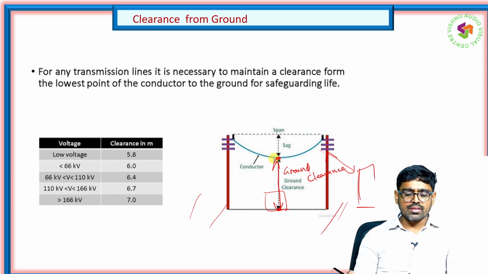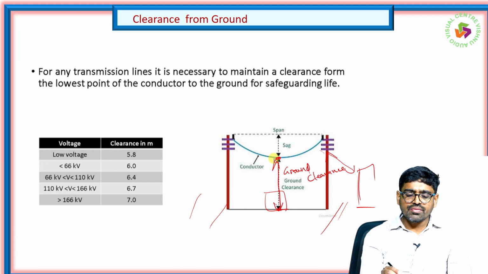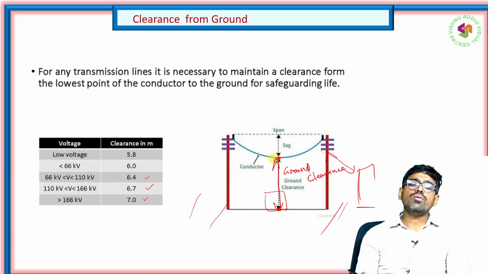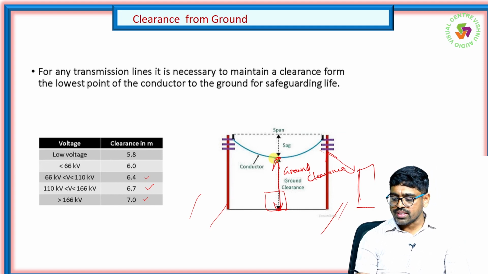And you can see that the clearance for a low voltage line is 5.8 meters, for less than 66 kV it is 6 meters, for 66 to 110 kV it is 6.4 meters, for 110 to 166 kV it is 6.7 meters, and for greater than 166 kV it is 7 meters. So you can see the variation of the ground clearance based on the operating voltage.